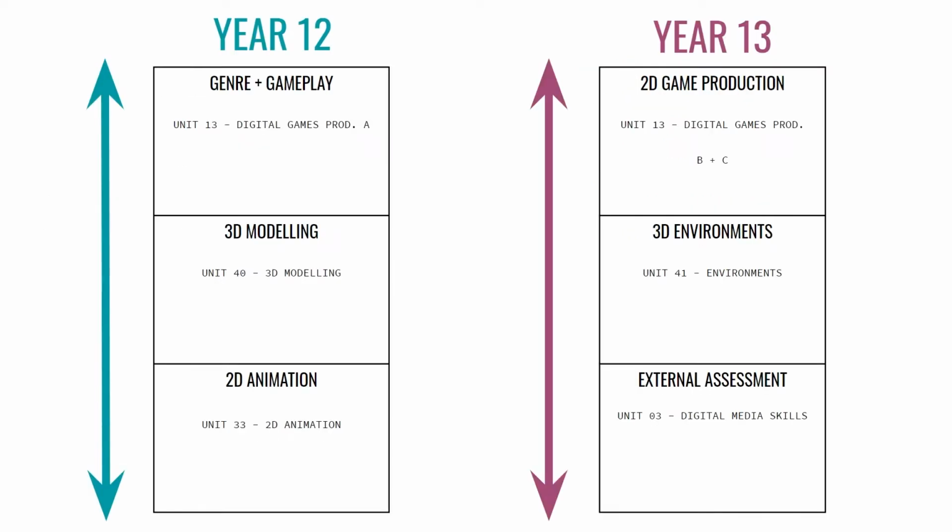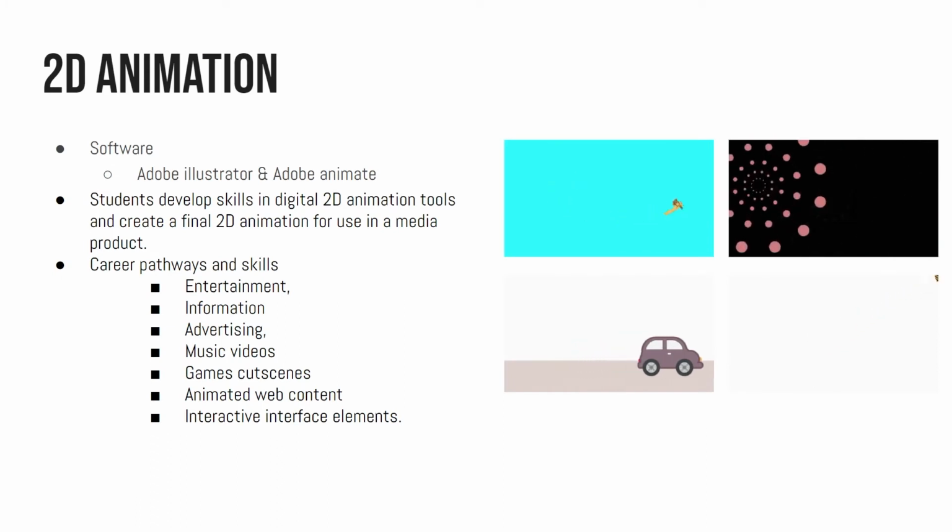So you can see here the units split up into 2 years. In year 12 we do genre and gameplay, 3D modelling and 2D animation. In year 13, 2D games production, 3D environments, and then that externally assessed unit. So let's take a closer look at the units.